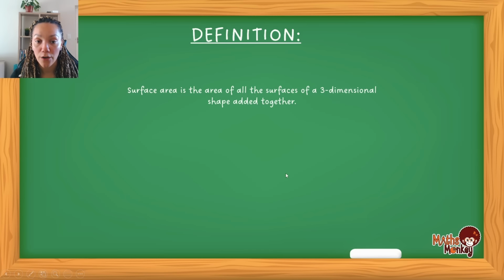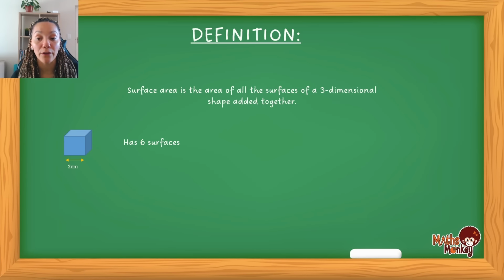Surface area is the area of all the surfaces of a three-dimensional shape added together. So what does that mean? If I look at this square, I'm only interested in the surfaces and not what's inside the box, because the space that's inside the box is referred to as volume. However, with surface area, we're just looking at the area of all the surfaces of a specific shape. So if you look at this square, you will see that it has got 6 surfaces, right? 1, 2, 3, 4, 5, and then at the bottom 6.